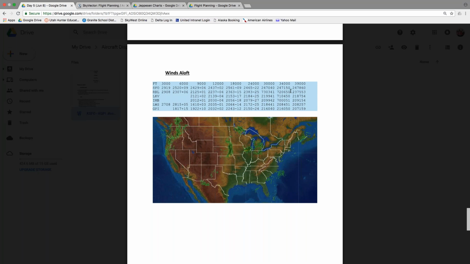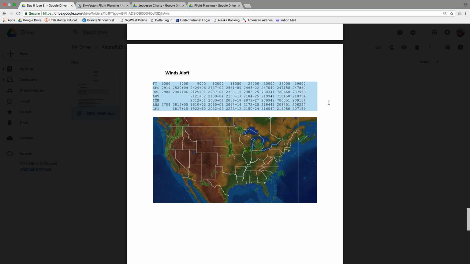So winds 213. And then for speed, somebody average these out. 75 knots, 87 knots, and 91 knots. 84.3. So we'll call it 84. So 213 at 84 knots for that first leg.